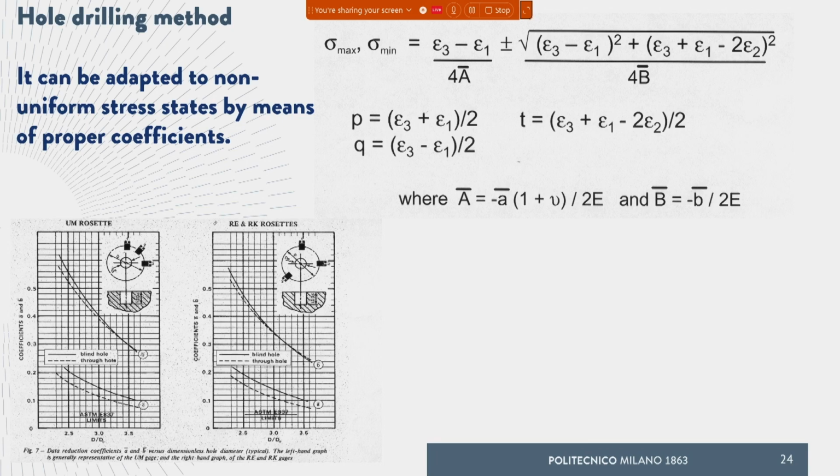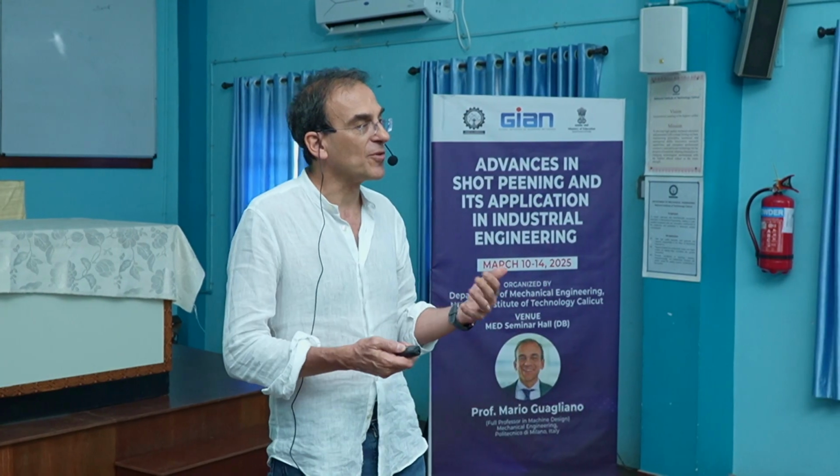Indeed, the method was defined initially for uniform stresses, and then was improved by defining proper coefficients that were obtained by means of finite element. In the end, it was Mr. Schajer who was the father of this technique, and we were able to use this method also for non-uniform residual stress measurement. But even if we are interested just in the surface residual stress state, we need to drill a hole. The method is destructive.